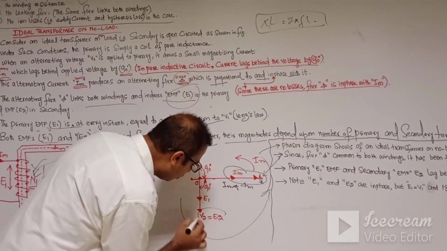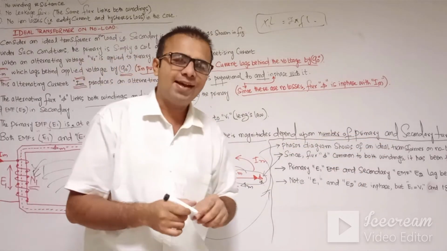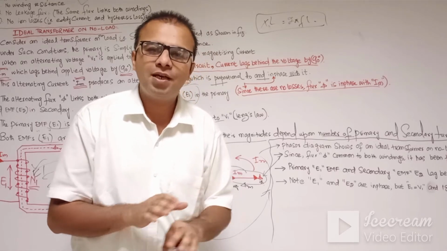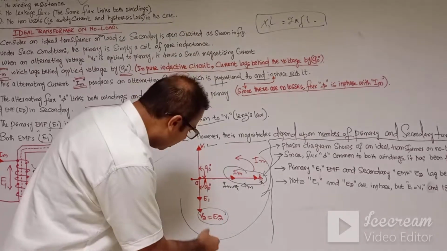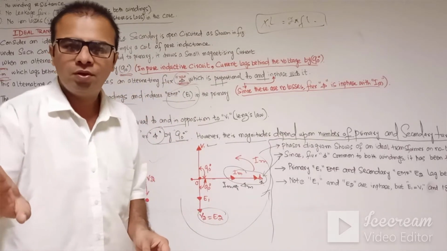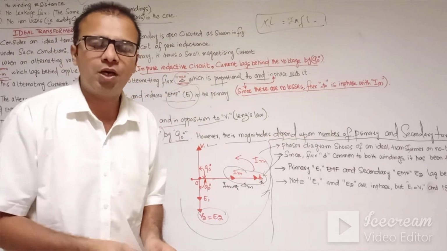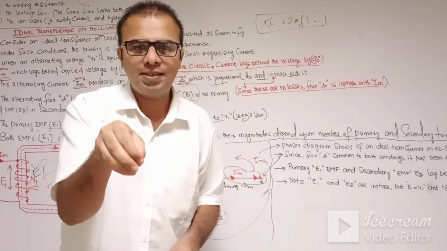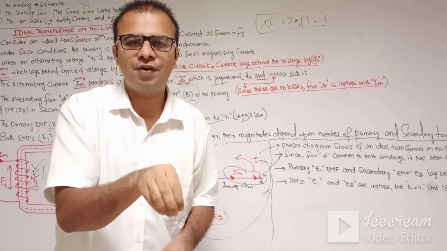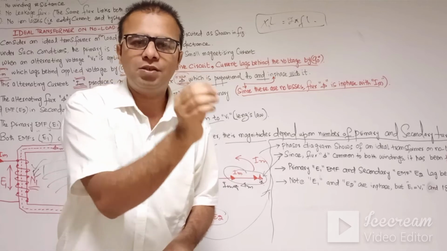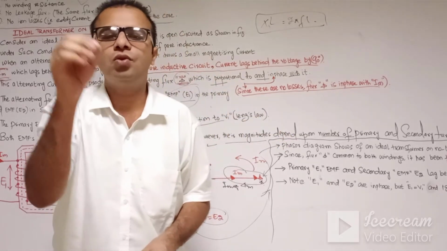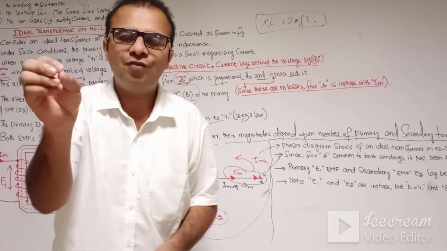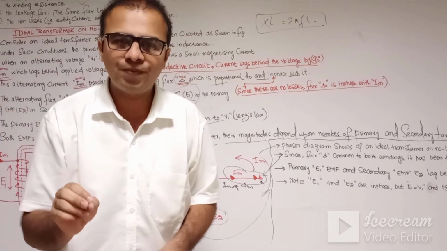And what about the V2? Because the secondary of the ideal transformer is kept open circuited, here V2 is equal to the E2. V2 is equal to the E2 because E2 is produced due to the magnetization flux, the main flux of the transformer. Then EMF E1 is produced in the primary winding and E2 is produced in the secondary winding of the transformer. It is due to the main flux which is produced in the core of the transformer.